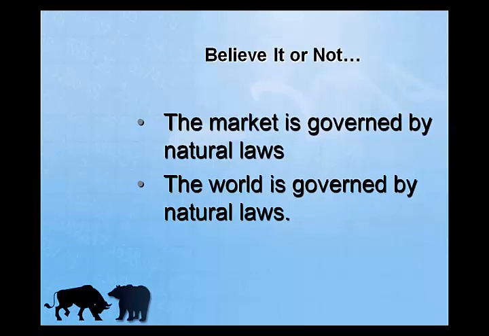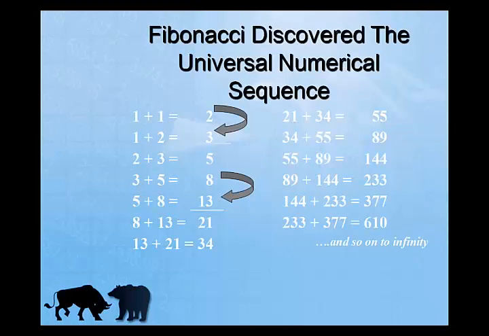The world is governed by natural laws. Okay, Fibonacci, Leonardo da Pisa de Fibonacci discovered a numerical sequence. This is the sequence he found: 1 plus 1 is 2. Then 1 plus 2 is 3. And when he started finding the sequence, he started adding up the results. For example, 2 plus 3 gives me 5. 5 plus 8 gives me 13. 13 plus 21 gives me 34. 21 plus 34 gives me 55, until infinity.